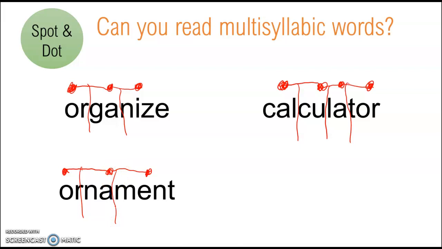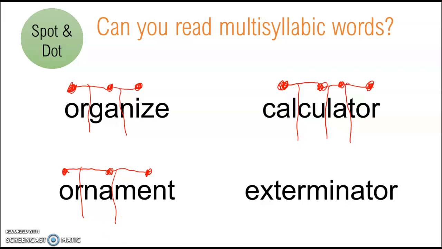So we have ornament. Do you hear the sound that the A is making? That means it's a schwa A. Ornament. The A is the schwa sound, okay? And then your last syllable is a closed syllable. All right, last word. Let's spot and dot it. That's a big one, but I know you can do this.